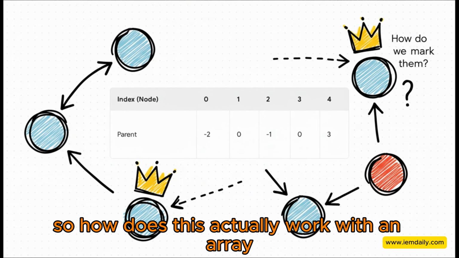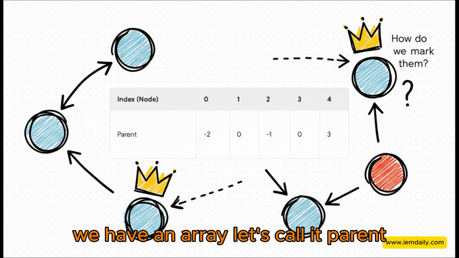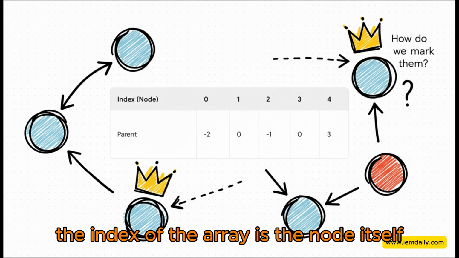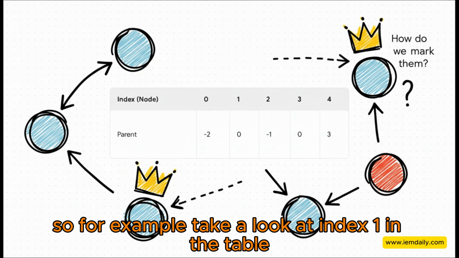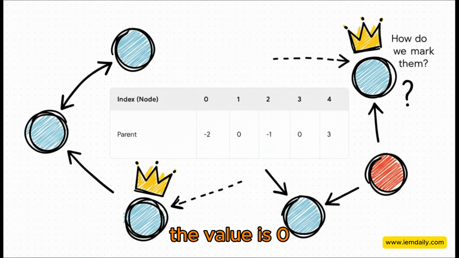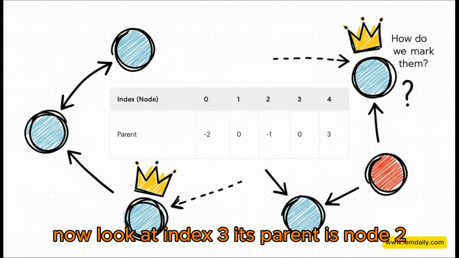So how does this actually work with an array? It's really straightforward. We have an array, let's call it parent. The index of the array is the node itself, and the value at that index is its parent. So, for example, take a look at index 1 in the table. The value is 0. That just means node 1's parent is node 0. Now look at index 3. Its parent is node 2. Simple enough.